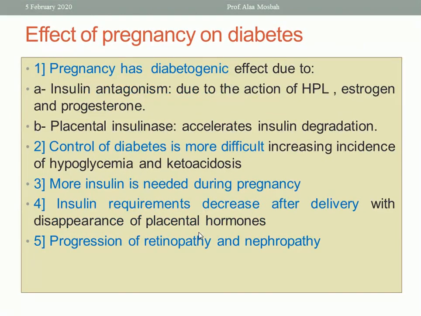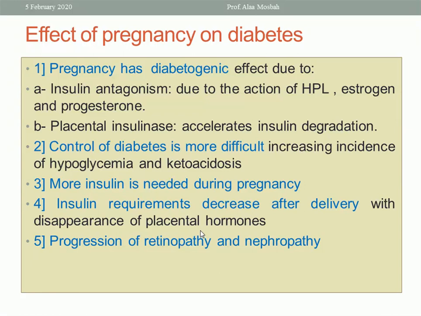What is the effect of pregnancy on diabetes? First, we should know that pregnancy is diabetogenic. So, it enhances the occurrence of diabetes due to insulin antagonism, due to the action of human placental lactogen, estrogen, and progesterone hormone. Also due to placental insulinase, which accelerates degradation of insulin.